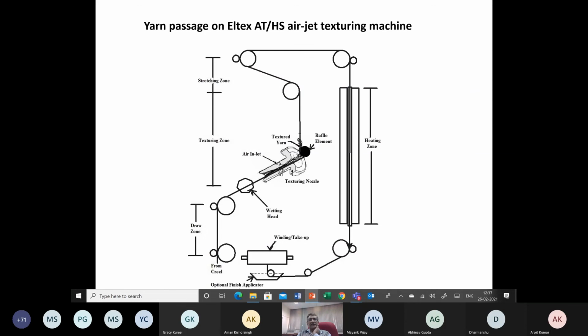So this is the process of air jet texturing. This is my last slide. Okay, we'll be going for the quiz.